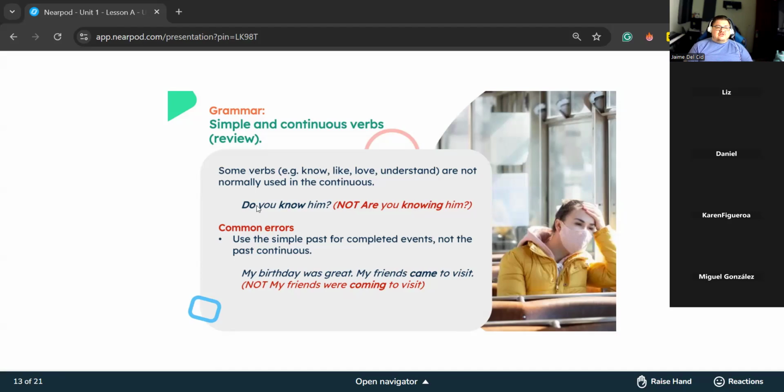So you never say, are you knowing him? No, do you know him, right? You never say, I am liking it. You say, I like it, or I don't like it. Or you can say, I'm starting to like it. Si quieres decir como me está empezando a gustar, I'm starting to like it, but you don't say I'm liking it, okay? So be careful with that.